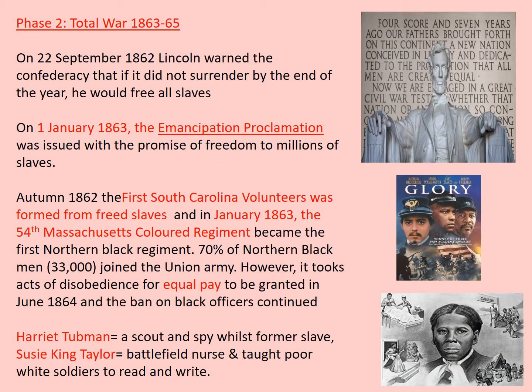Right, phase 2, total war. So the first stage is Lincoln's quite conservative about these changes. On the 1st of January 1863, the Emancipation Proclamation says slaves will be freed at the end of the war. So that's the first time it's openly stated. We get the first South Carolina volunteers formed from free slaves fighting in the South, and then in the North, the 54th Massachusetts Colored Regiment.